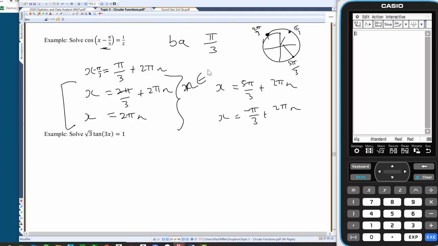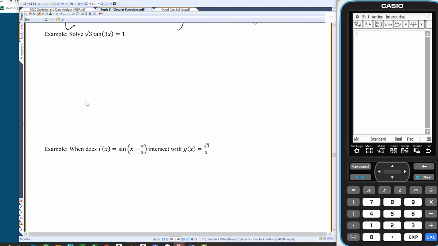n is an element of Z. So again, just got to define what n is each time. Otherwise, if you don't define it, what can it be? Is it any element from the real number system? Like, can I get a solution 1.5 times around the unit circle? No, I can't. It's only the integers.